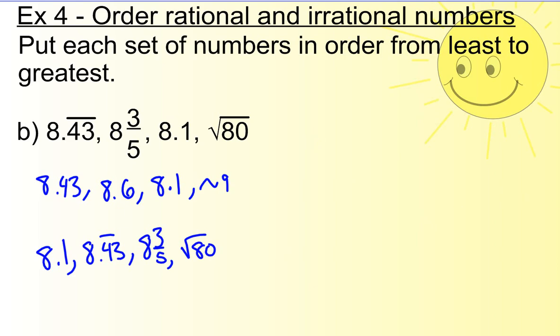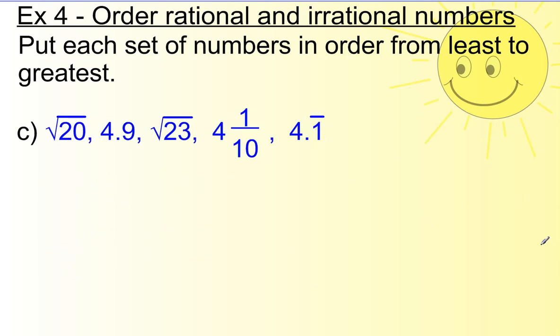Please do letter C. Same thing, put them in order. So you have square root of 20, 4.9, square root of 23, 4 1/10, 4.1 repeated. Pause the video, do it on your own. When you're ready to continue, hit play, and we'll go through it together.